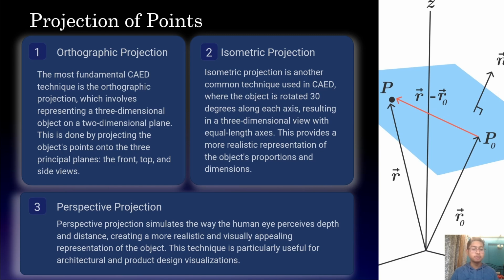Perspective projection. Perspective projection simulates the way the human eye perceives depth and distance, creating a more realistic and visually appealing representation of the object. This technique is particularly useful for architectural and product design visualization.